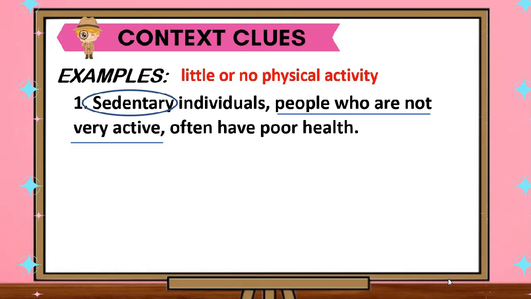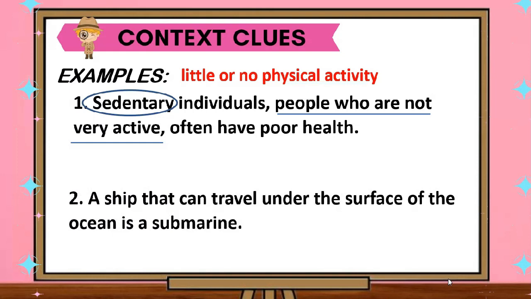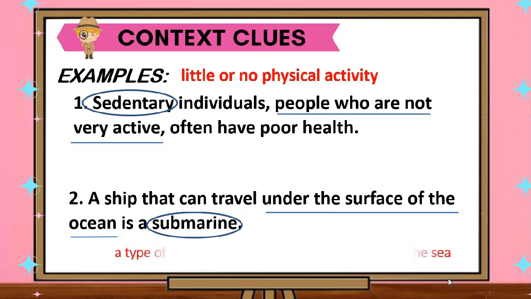Number 2. A ship that can travel under the surface of the ocean is a submarine. What word in this sentence is unfamiliar to you? Submarine. In this sentence, the meaning of the word submarine is given. It is a ship that can travel under the surface of the ocean. Through the context clues in the sentence, you will be able to figure out that submarine is a type of ship that can travel below the surface of the sea.